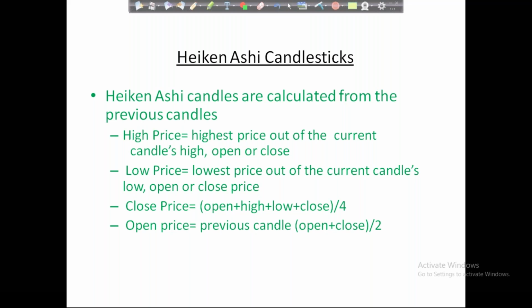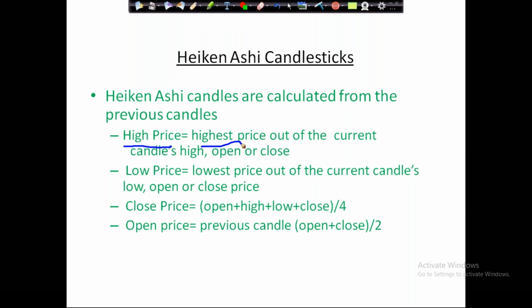All right. Now, how Heiken Ashi candles open and how they are calculated, I'll explain one by one. Right. Heiken Ashi candles are calculated from the previous candle. Remember, they are calculated from the previous candle. With a normal candle, when the previous candle closes, the next candle opens exactly from that area. But in Heiken Ashi, they have some calculation. All right. So first, high. How to calculate the high?